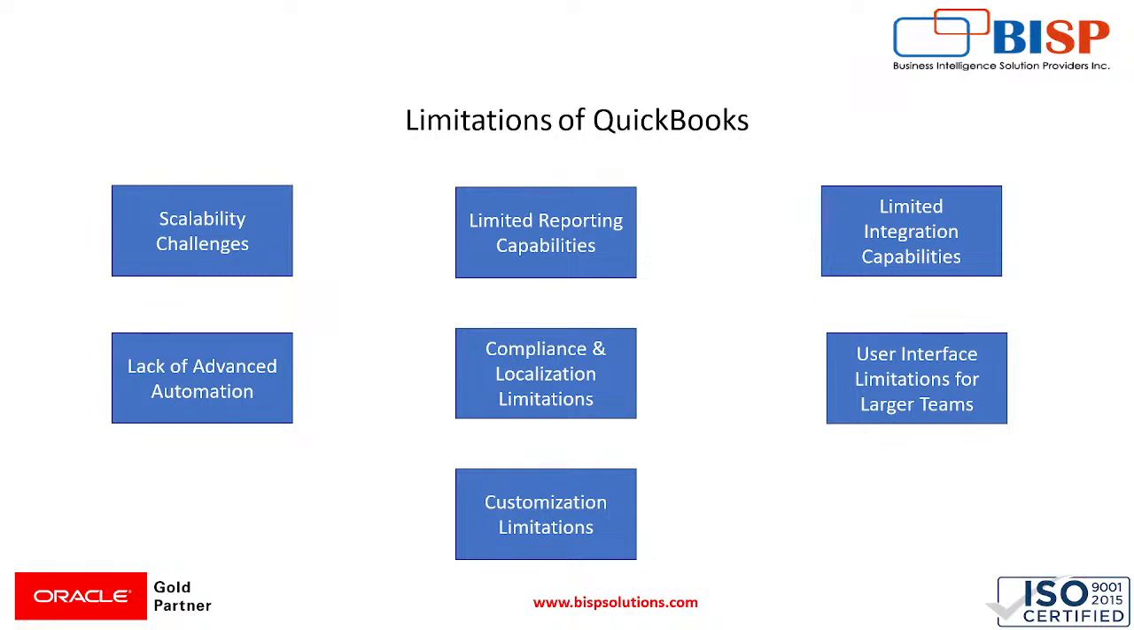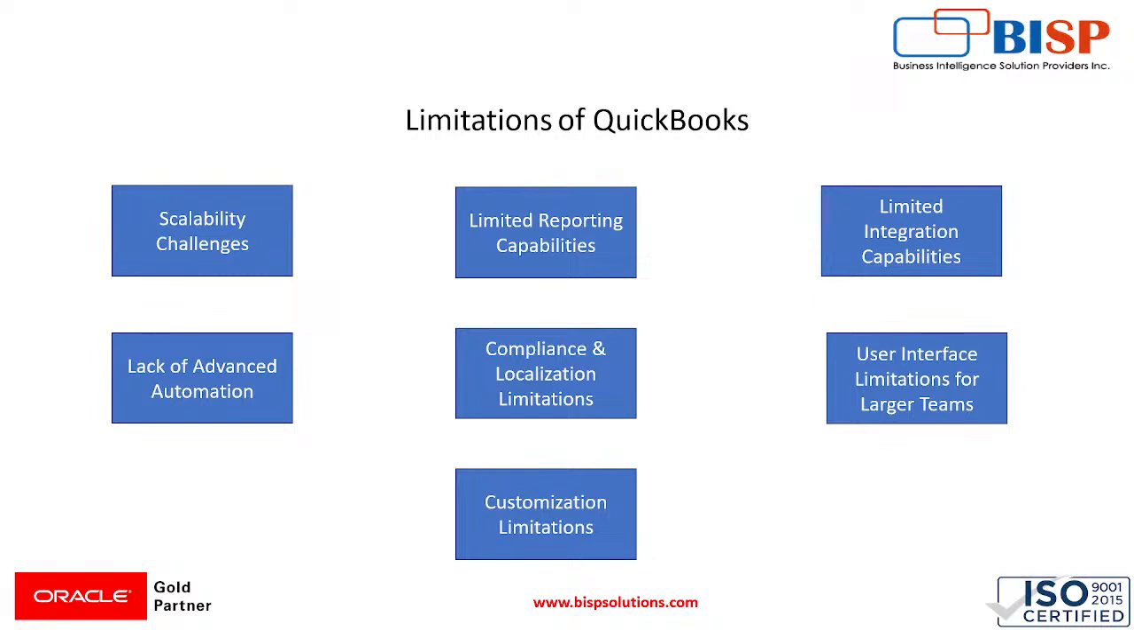QuickBooks is less flexible when it comes to tailoring workflows, reports, and financial processes, as compared to Oracle Fusion, which offers greater configurability for different business needs. Then come the limited integration capabilities. Okay, QuickBooks offers some integration with third-party applications, but it does not integrate as seamlessly with large enterprise-level systems. But Oracle can use custom development or middleware solutions.